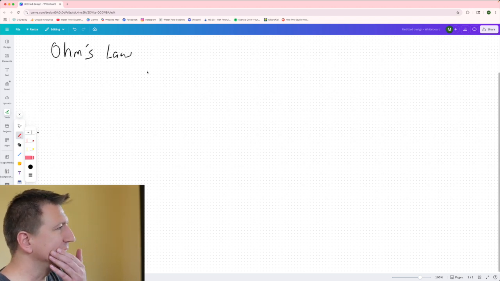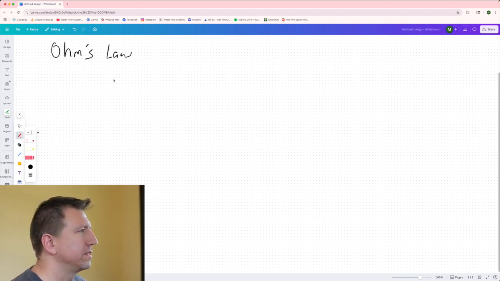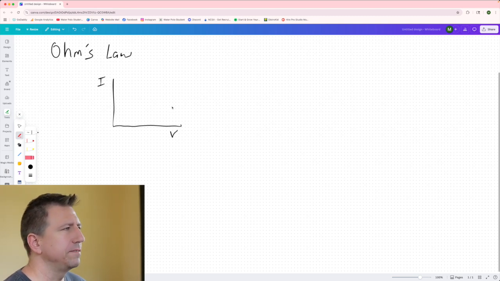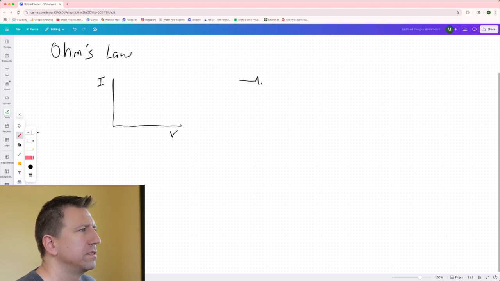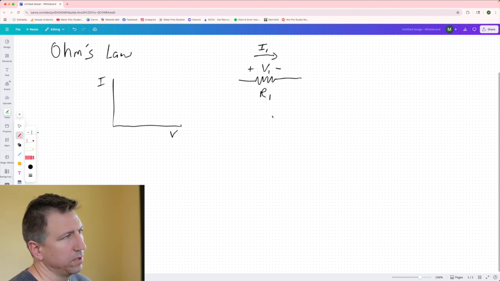Okay, great. So I just want to start out with a graph. This is called an IV curve, or an IV characteristic. The idea is that if you take a resistor and you put a voltage difference across it, then you're going to generate a current. And this is V1, I1, and R1 here.